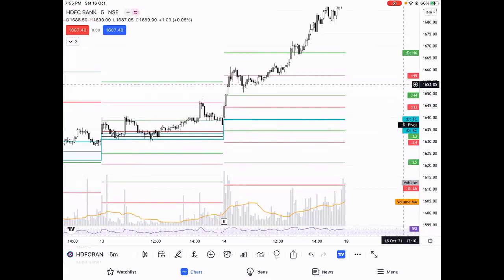for that particular day. Now we have a breakout. Sorry, we have a trend continuation and a breakout. Now where should our stop loss and target be? H5 and H6, and vice versa L5 and L6, are generally the target booking levels.